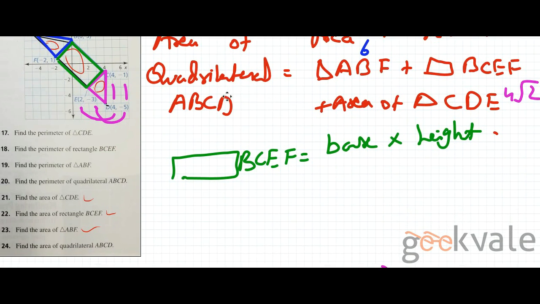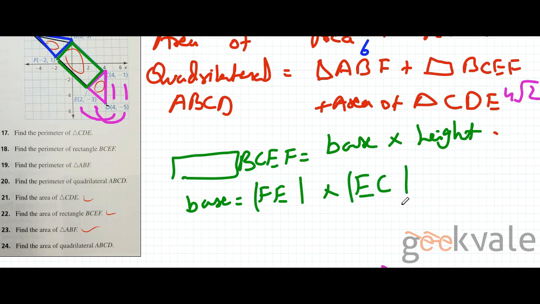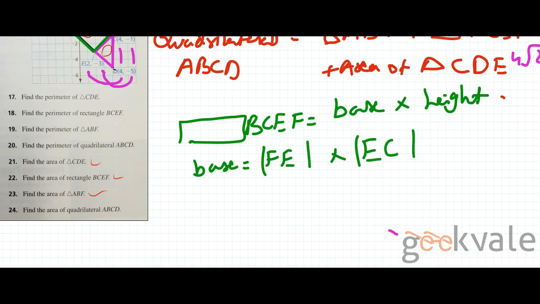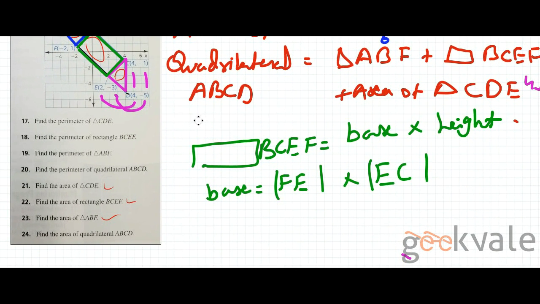So what is serving as the base of that rectangle? The base will be the distance FE, and the height is the distance EC. Okay, EC is serving as the height. Okay, now with that being done, we can calculate FE and EC.